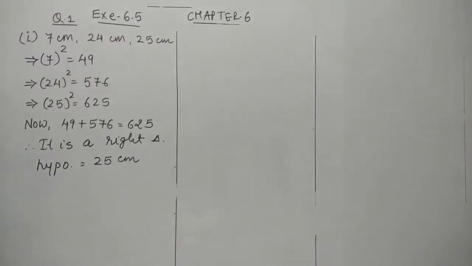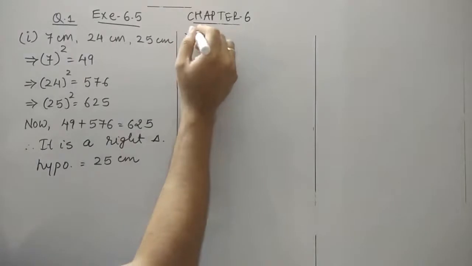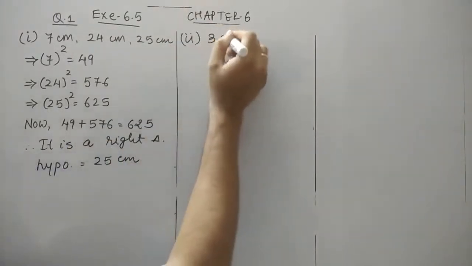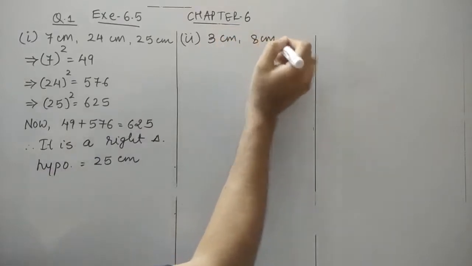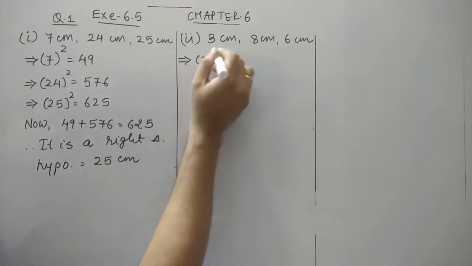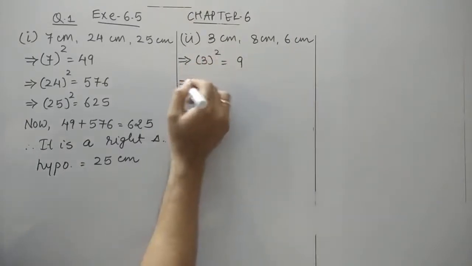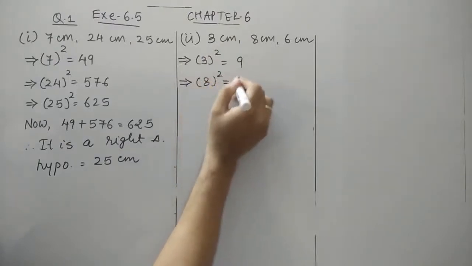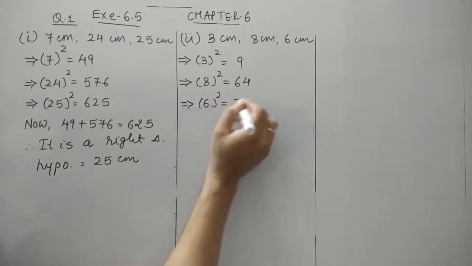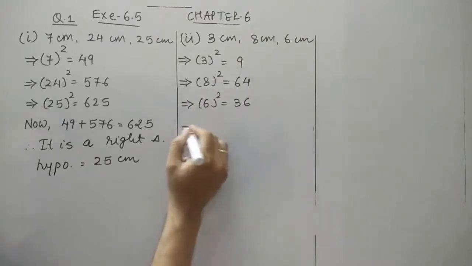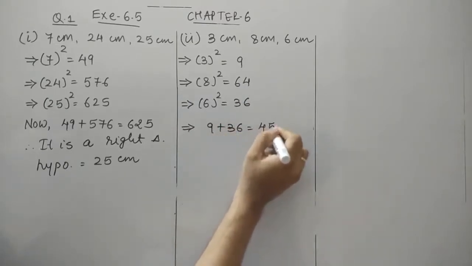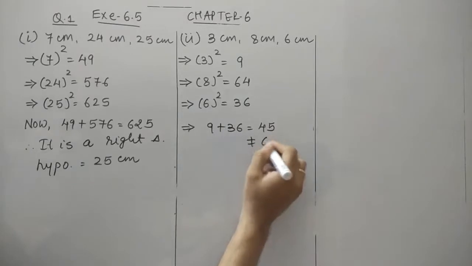One more question, let us do. Second number. Here the sides they have given are 3 centimeter, 8 centimeter and 6 centimeter. Again we have to do the square of all of these. I will do the square of 3, which comes to 9. Square of 8, that is 64. And square of 6, that is 36. We'll do the sum of these two, that is 9 plus 36, which comes to 45, which is not equal to 64.